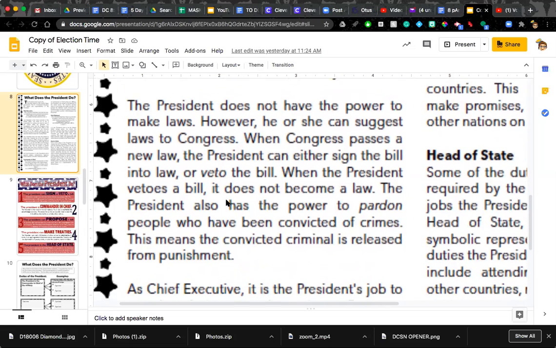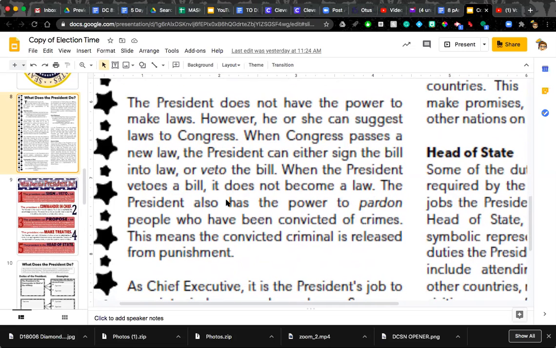Miguel. Okay. The president does not have the power to make laws. However, he or she can suggest laws to Congress. When Congress passes a new law, the president can either sign the bill into law or veto the bill. Yep. When the president vetoes a bill, it does not become a law. The president also has the power to pardon people who have been convicted of crimes. This means the convicted criminal is released from punishment.